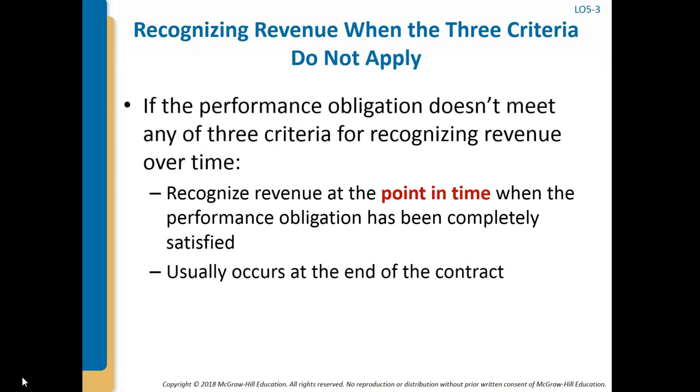If a performance obligation doesn't meet any of the 3 criteria for recognizing revenue over time, we recognize revenue at the point in time when the performance obligation has been completely satisfied, which usually occurs at the end of the contract. Many services are so short-term in nature that companies don't bother with recognizing revenue over time, even if they qualify for doing so.